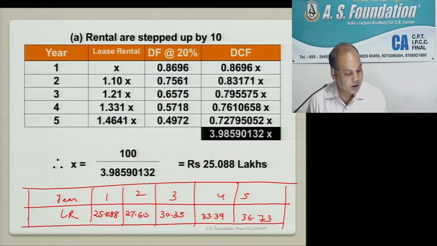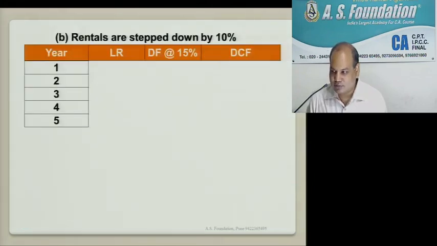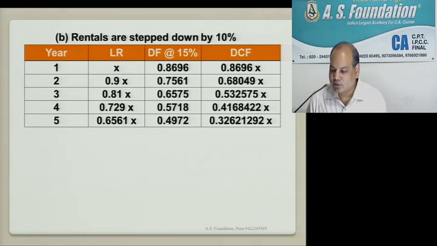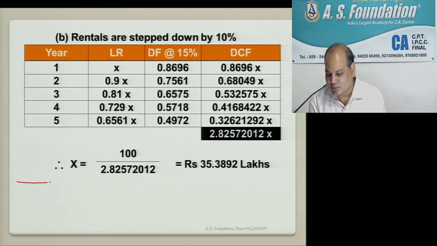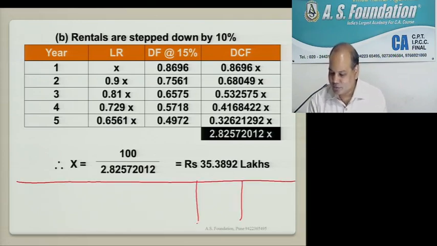Then check the second answer. Lease rentals are stepped down by 10%. Done? Ready to check? So the answer is 35.3892. Is it right? Have you prepared this summary also? Answer?